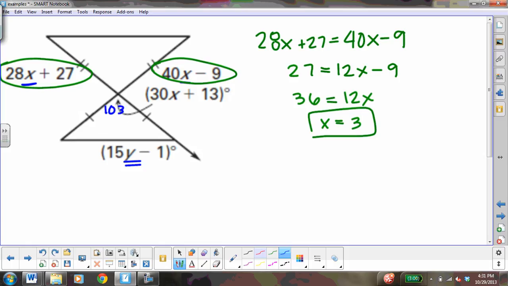Since this triangle is isosceles, these base angles have to be congruent, which means that I can figure out the measure of those base angles by doing 180 minus 103, and then dividing that by 2, and getting 77 over 2, or 38.5 degrees.